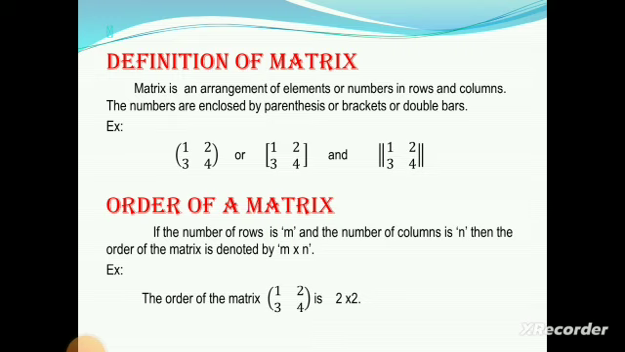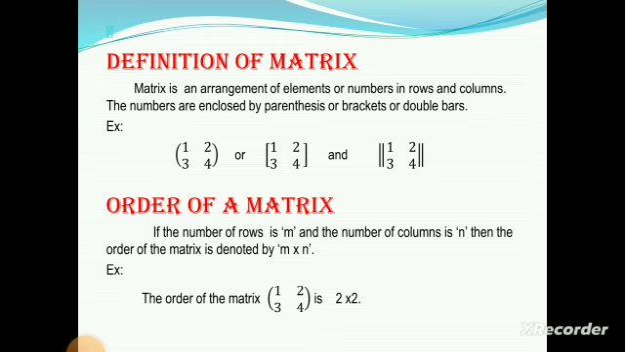A matrix is an arrangement of elements or numbers in rows and columns. The numbers are enclosed by parentheses, brackets, or double bars. We have the following examples where the numbers are enclosed by parentheses, in closed brackets, and in double bars.